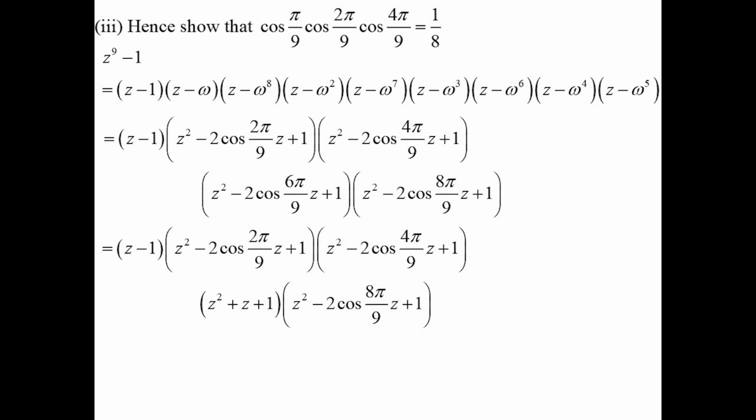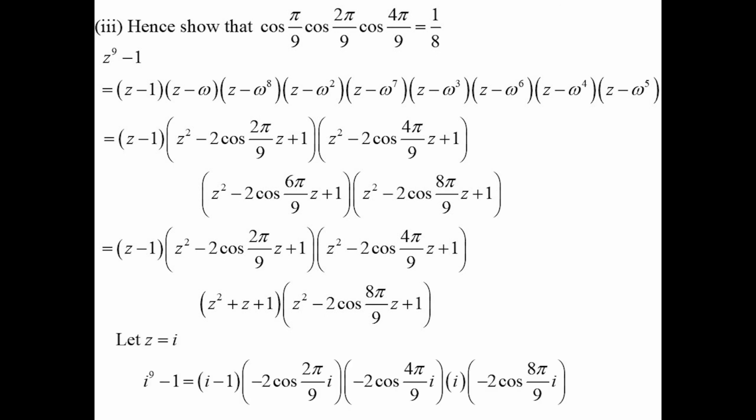What's the next thing I'm going to do? I want to somehow turn this into a product. Oh man, well I've sort of got a product, but if only there was a way of getting rid of this z squared plus 1 in each of these parentheses. And then I'd have the cos times cos times cos. How could I get rid of z squared plus 1? In other words, how could I make z squared plus 1 equal to 0? Let z equal i. Because then you'll have i squared plus 1, and i squared's negative 1. Negative 1 plus 1, 0.